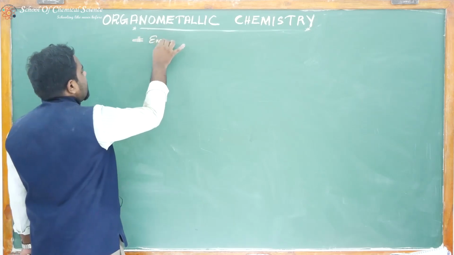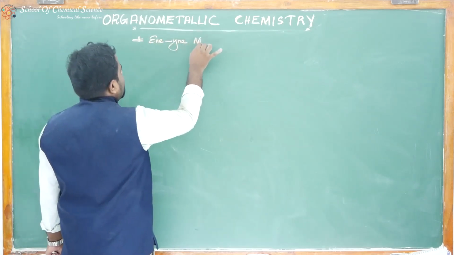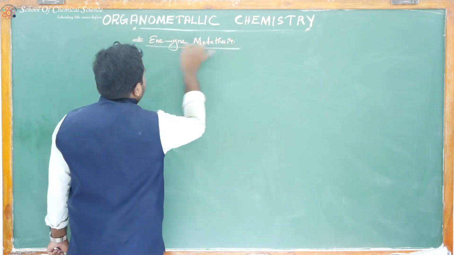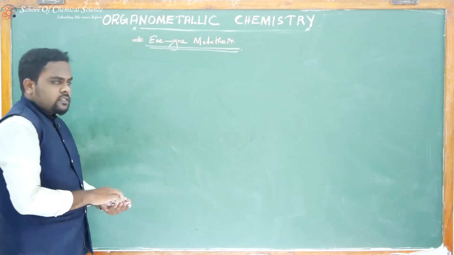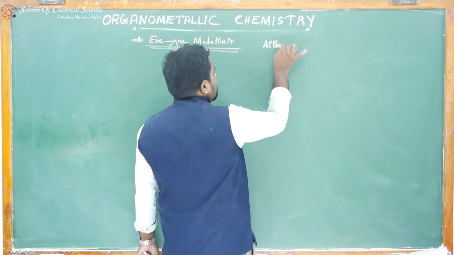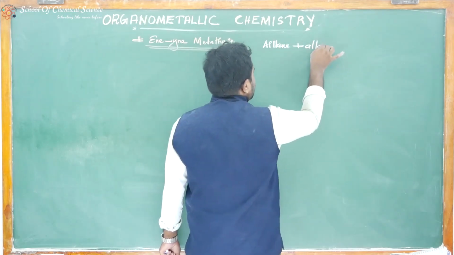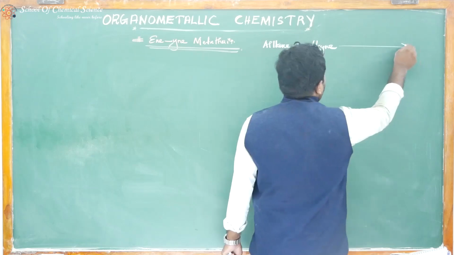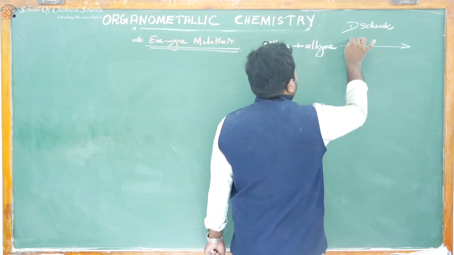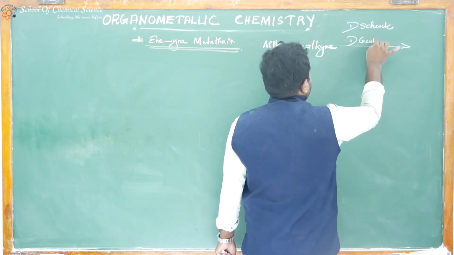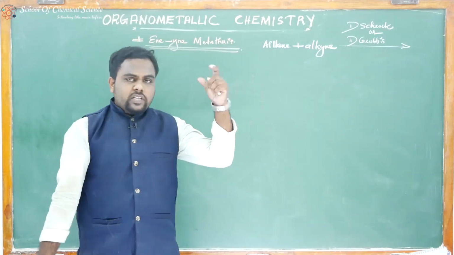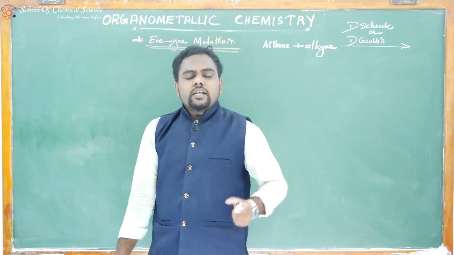Enyne metathesis. Enyne metathesis means you have to take an alkene, then an alkyne, ene and yne, in the presence of the catalyst. What are the popular catalysts? Schrock catalyst, or you can use Grubbs catalyst. Schrock catalyst or Grubbs. Grubbs first generation, Grubbs second generation, Hoveyda-Grubbs, etc.